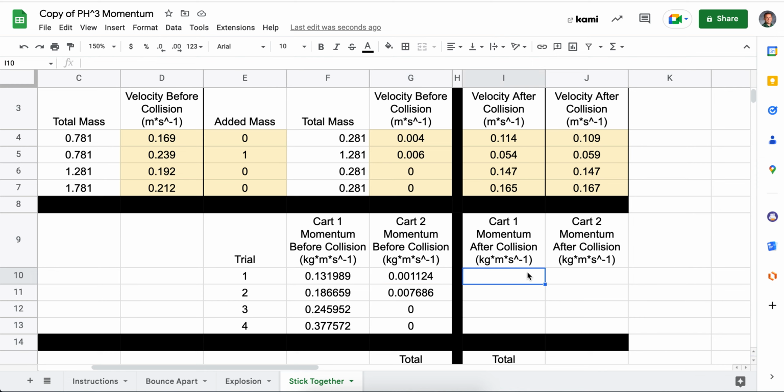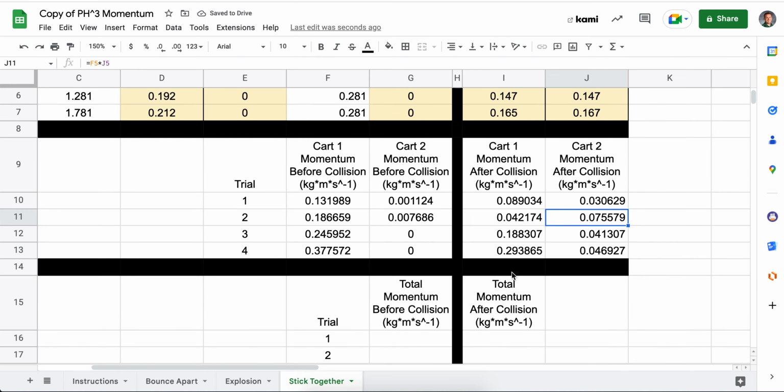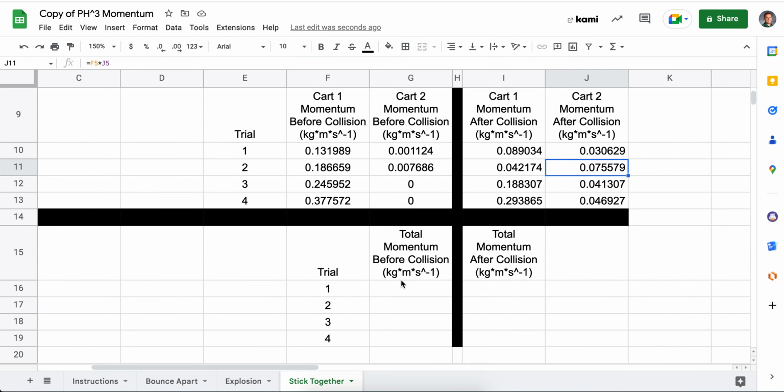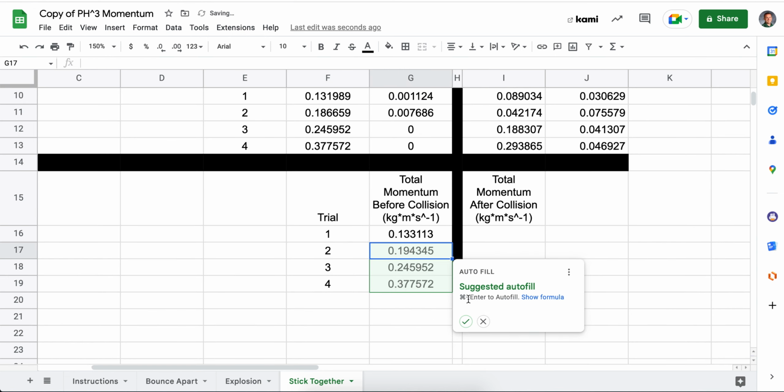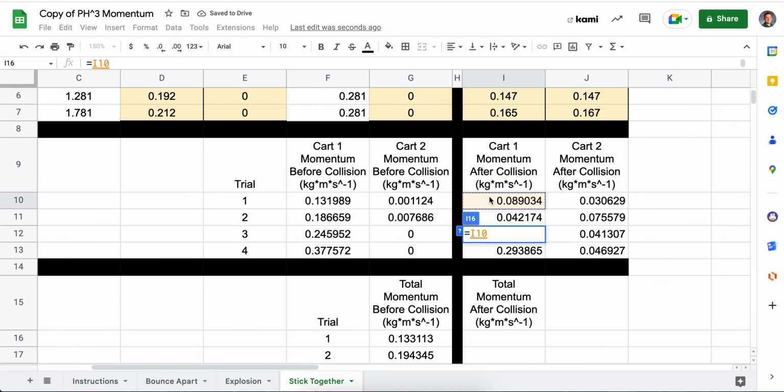After the collision, it's going to be the same process. I'm going to find the total mass times the velocity after the collision. Fill that in. And then same thing for cart 2: mass times velocity after the collision. Allow that to autofill. Then what I'm going to do is just look at the total. The total is simply going to be the momentum of cart 1 plus the momentum of cart 2. We'll autofill that, and then also the total momentum after: the momentum of cart 1 plus the momentum of cart 2. We'll fill that in.